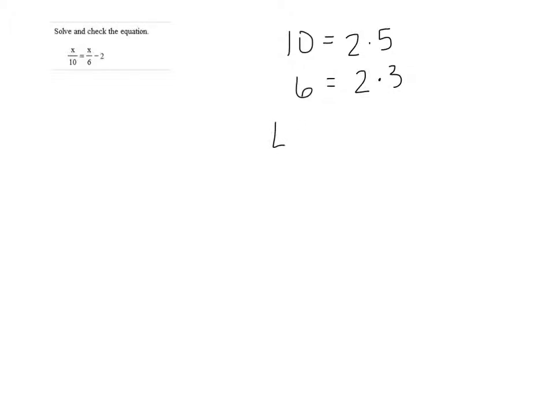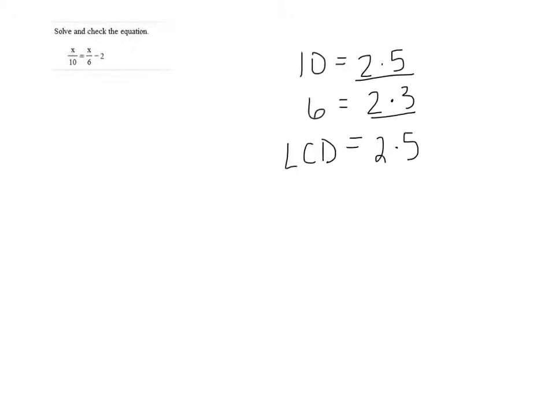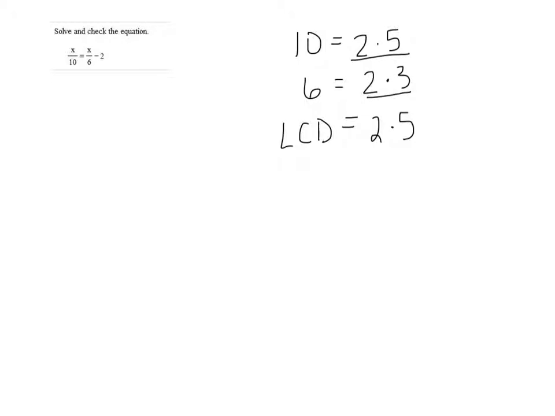Now for my lowest common denominator, I write down all factors of the first number I have, so 2 times 5, and then I look at the second number I have, and I write down anything that I don't already have. So the factor that I'm missing is the 3. I don't have a 3 from this, so I'm going to multiply that in. So this will be my lowest common denominator.